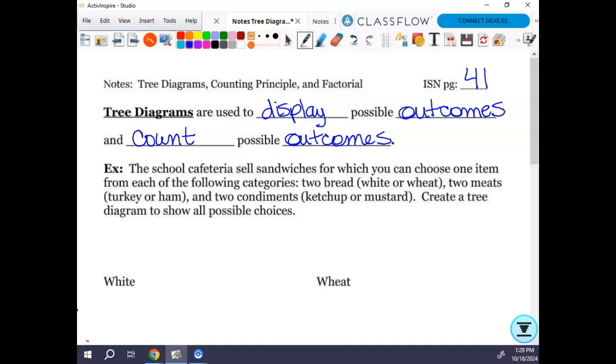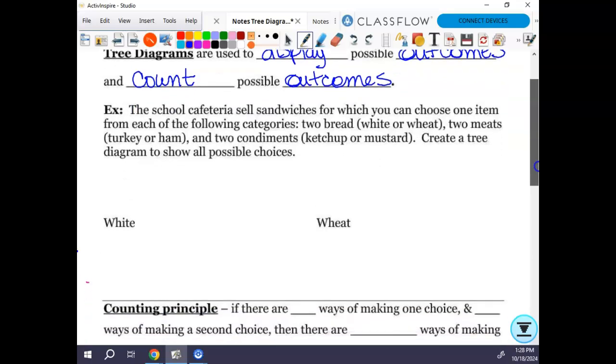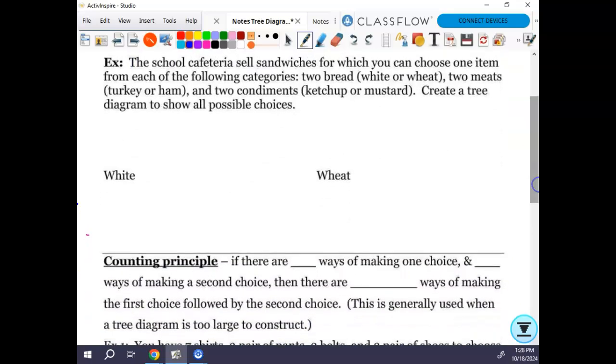The school cafeteria sells sandwiches for which you can choose one item from each of the following categories. These kind of questions also assume that you have to. You can't say, I don't want ketchup or mustard. That's like not an option. You're going to choose one, is how these are usually done. So the school cafeteria, this is what you get to choose. You've got 2 breads, either white or wheat, 2 meats, turkey or ham, and 2 condiments, ketchup or mustard, which sound like terrible sandwiches, but this is what we have.